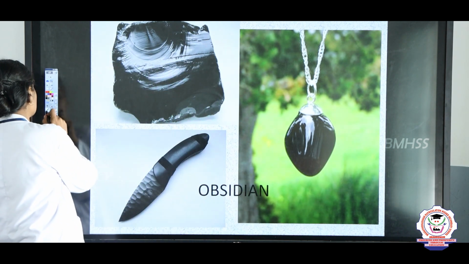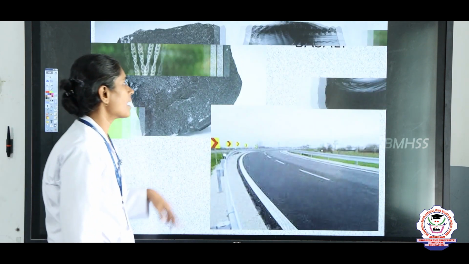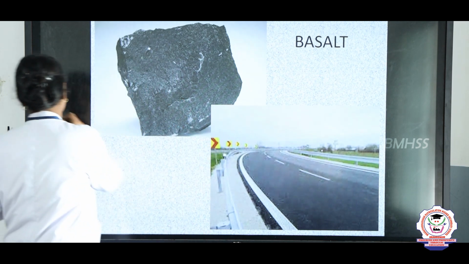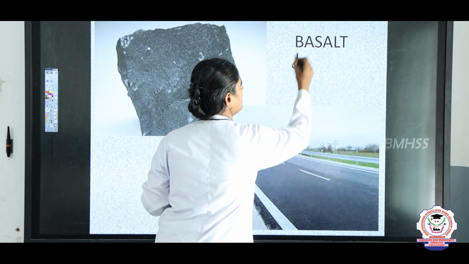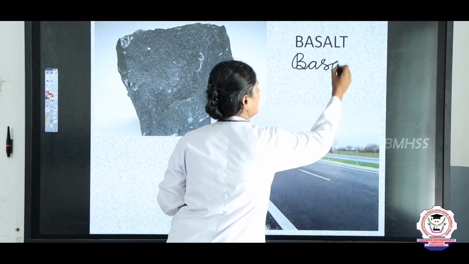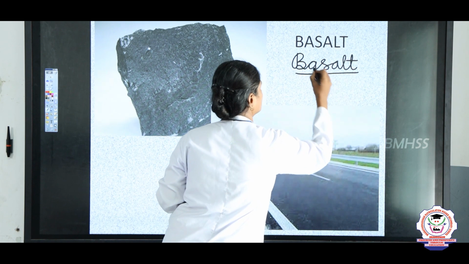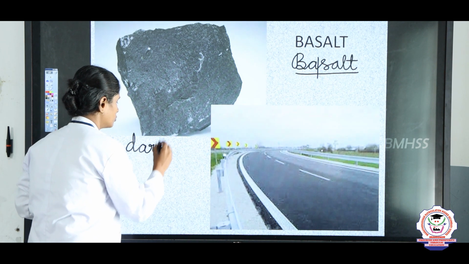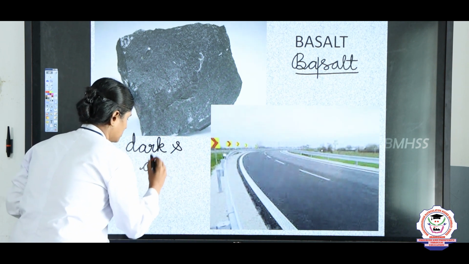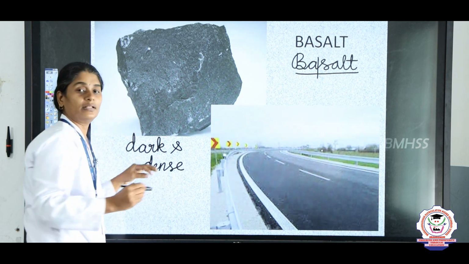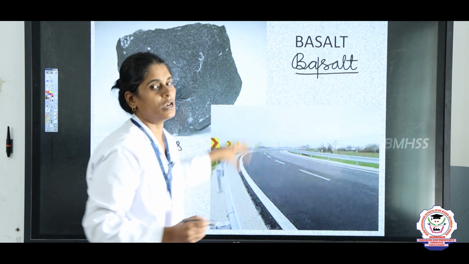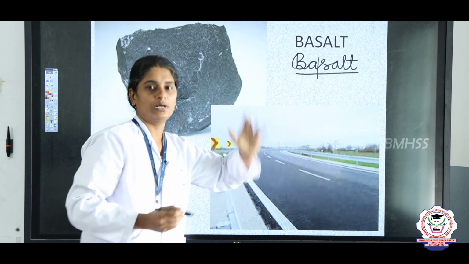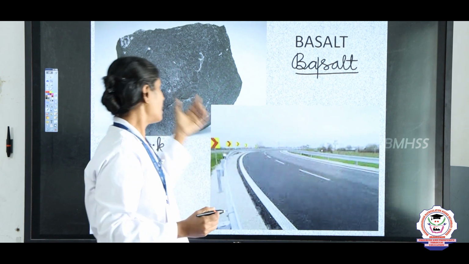The last rock that we are going to see is basalt. Basalt is the fourth type of igneous rock. You have to spell it B-A-S-A-L-T, basalt. Basalt is a dark and dense rock. This is also formed by the slow cooling and hardening of the lava. Once the lava comes out of the volcano, when that rock slowly cools down and hardens, it is formed as basalt, right.